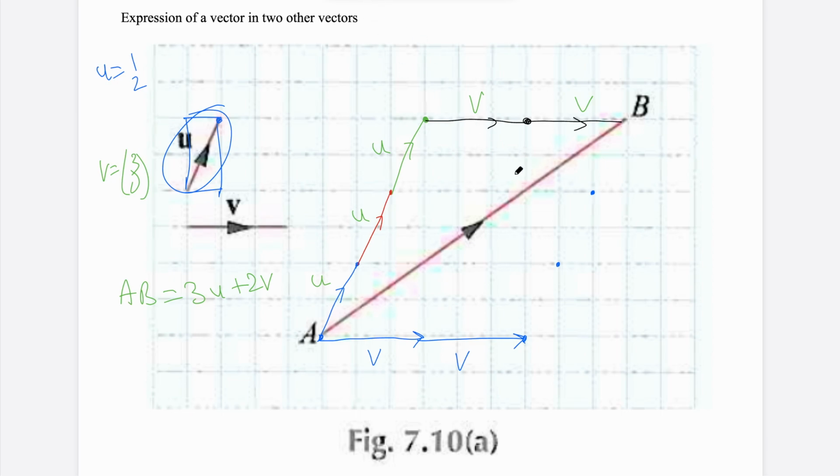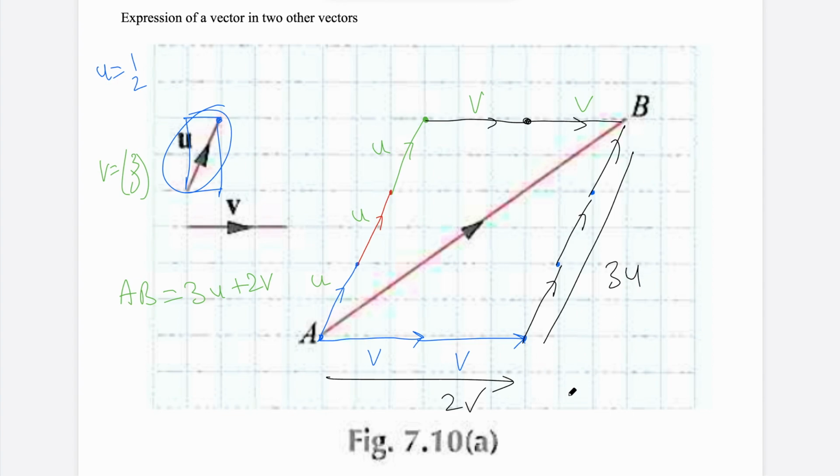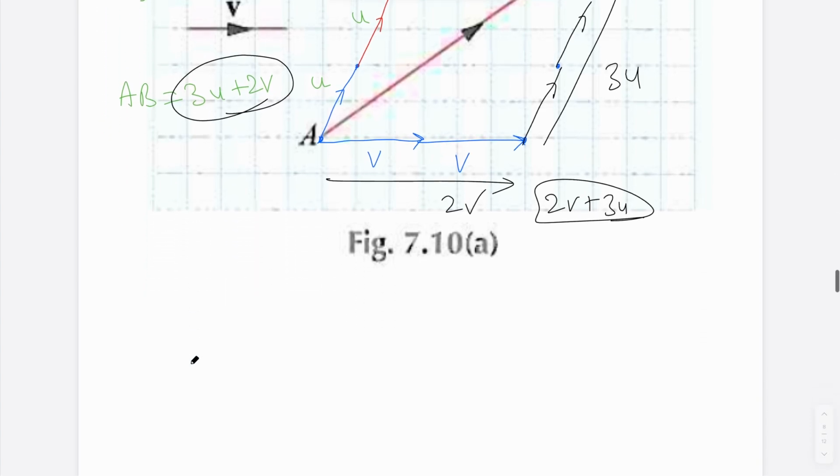This is not always the case. You may have answers in decimals as well. So this is 2v and 3u. You write 2v plus 3u, or you write 3u plus 2v, the answer is the same.